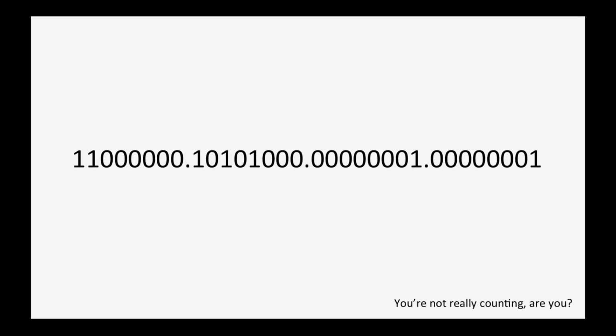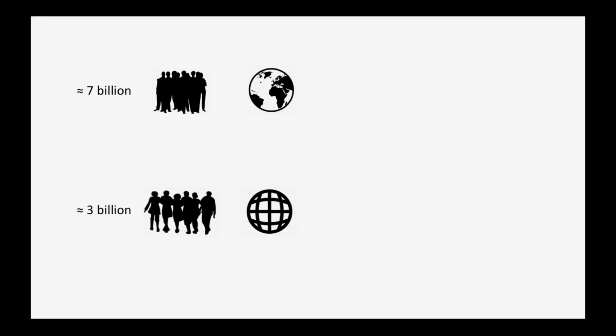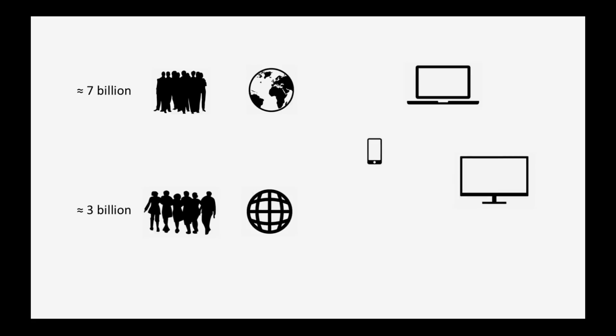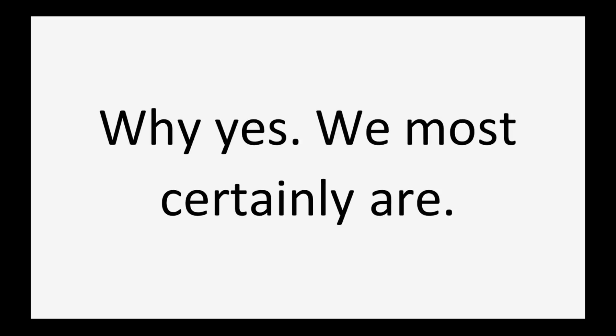An IP address has 32 of these ones and zeros. With a little bit of arithmetic, we can work out that there are 4,294,967,296 addresses available for use on the internet. Wait, hang on. There are 7 billion people in the world, about 3 billion of whom are connected to the internet. Some of these people will have multiple internet-connected devices, the number of which is going up literally every second. Aren't we running out of addresses? Why yes, we most certainly are.